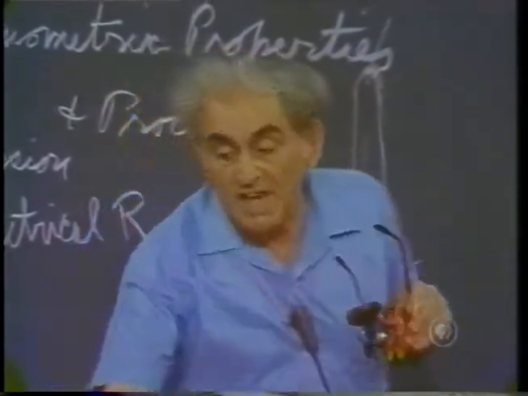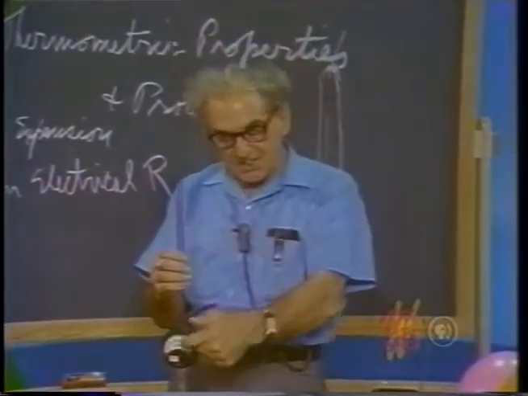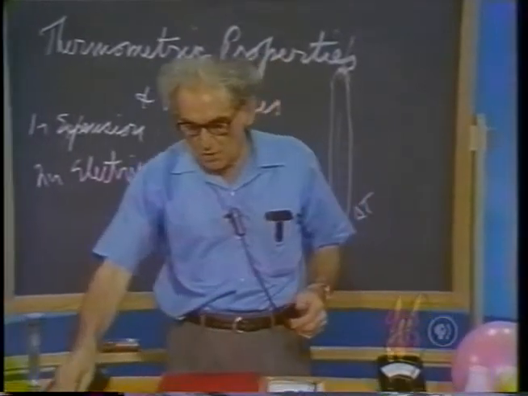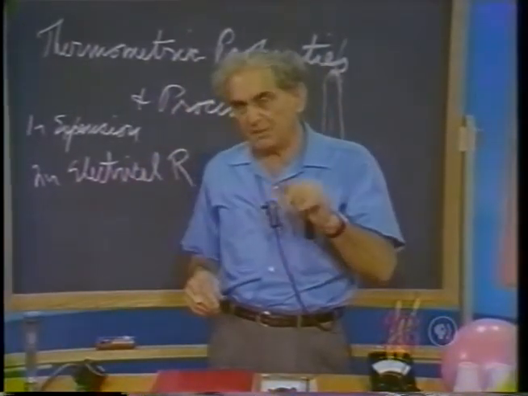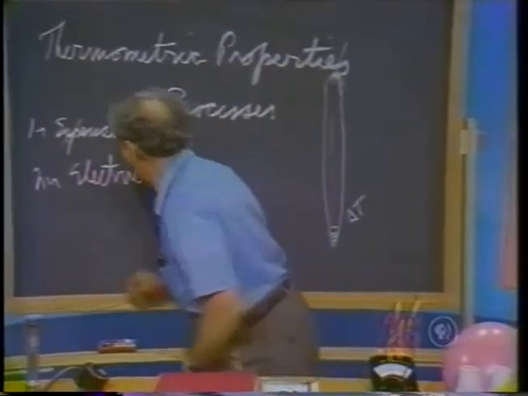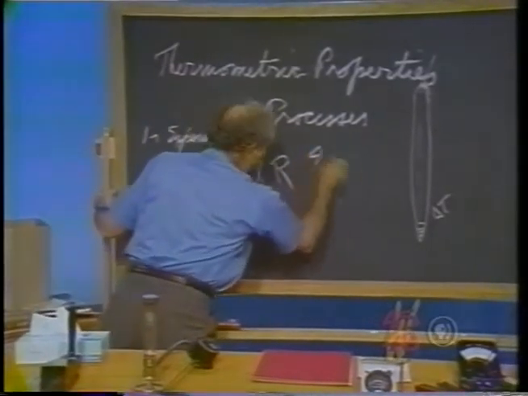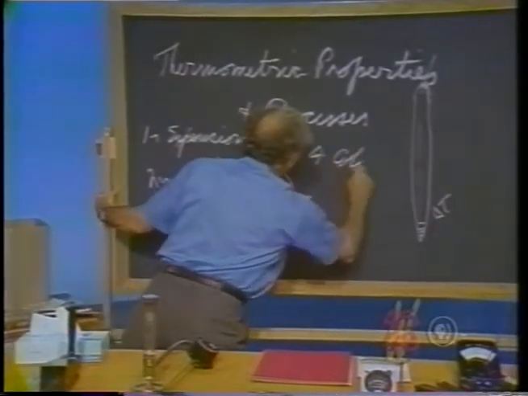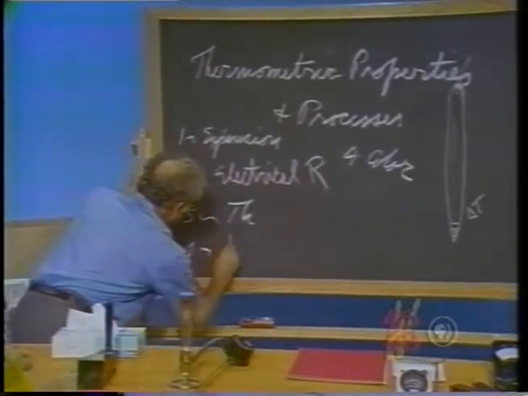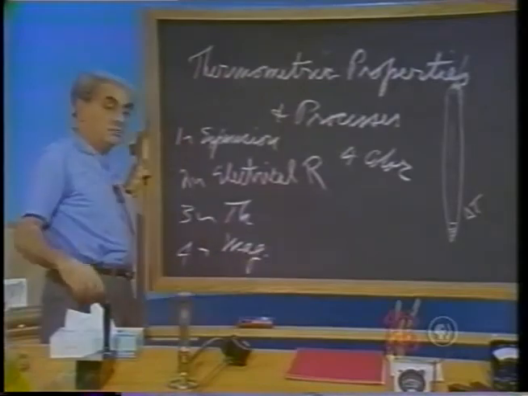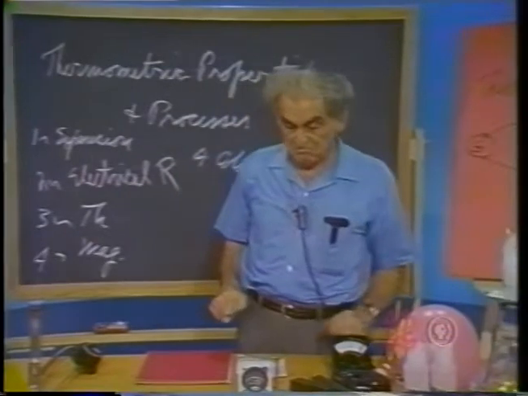So, the point I wanted to make is that this junction got red as the temperature got higher. So, I'm prepared to tell you that color is a thermometric property. Color. Oh, number 3 is thermoelectric. Number 4 is color. Oh, I left one out, didn't I? I left out magnetism. Magnetism is a thermometric property or process. Color is a thermometric property.